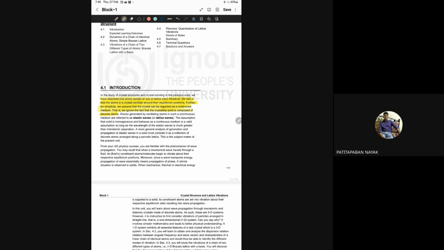Waves generated by oscillating atoms in such a continuous medium are referred to as elastic waves or lattice waves. What are elastic waves or lattice waves? They arise because of the oscillations of the atoms in a system. Okay.